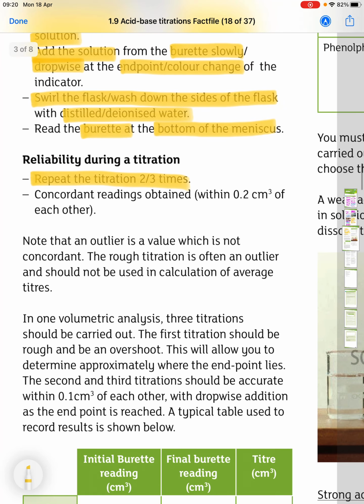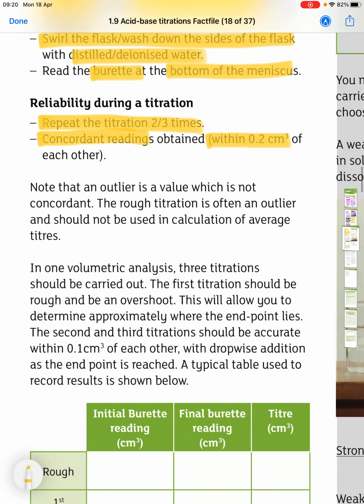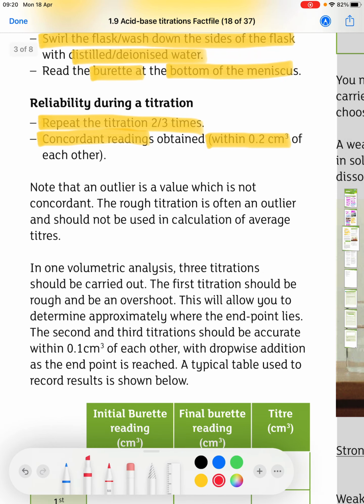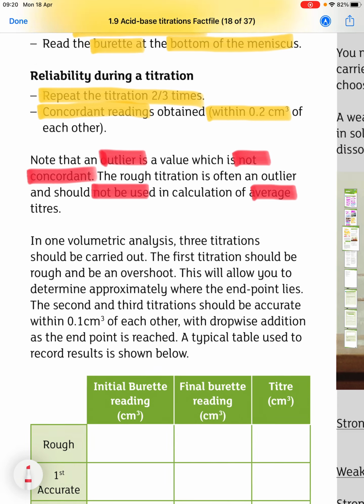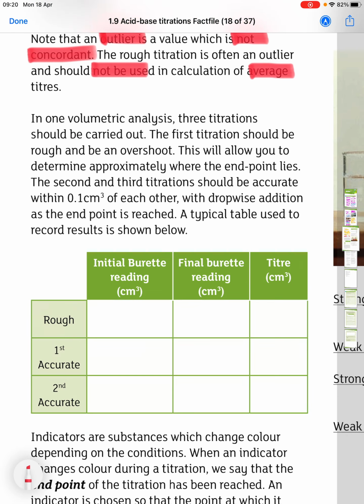Reliability during a titration means you repeat the titration 2 or 3 times and you achieve concordant readings, which means within 0.2 cubic centimetres of each other. Note that an outlier is a value which is not concordant. The rough titration value is often an outlier and should not be used in the calculation of the average titers.